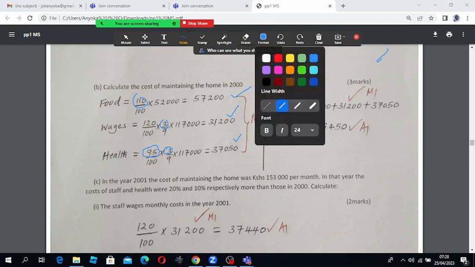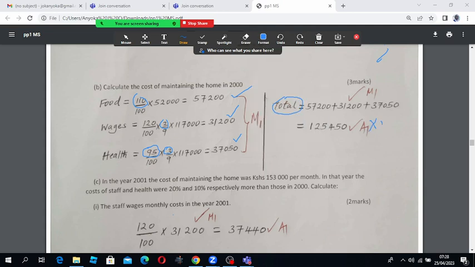Some went ahead to multiply by 12. Some said times 12 because they were making an argument that this is per month. Now I want us to agree: calculate the cost of maintaining the home in the year 2000. I did not penalize those who multiplied by 12, because they went ahead to justify that the year 2000 has 12 months, and we were getting some figure.